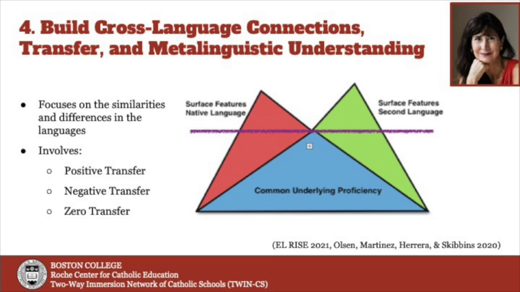genetically. Our fourth principle speaks of the need to build cross-language connections, transfer, and metalinguistic understandings. As we have said before in the course, there are common underlying proficiency principles or aspects or understandings in all languages or linguistic systems, but then there are specific features for each to be taught. And this metalinguistic understanding means that we actually can think about language, see the differences and the commonalities between languages, and be able to do positive, negative, and zero transfer connections. And we will talk a little bit about that.